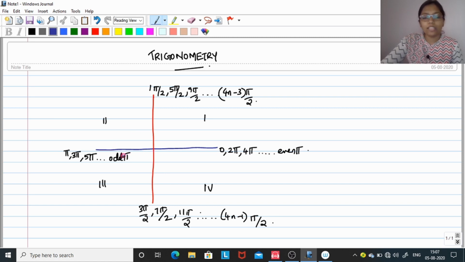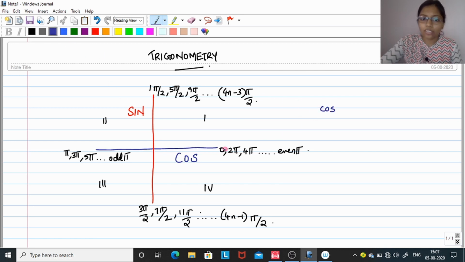Let me show you some trick. This blue line is for cos, or the blue line is owned by cos. It is a cos property. And this red line is owned by sine. Owning means whichever angles come under the blue line belong to cos, or cos will have a positive 1 value or a negative 1 value for the angles taken from the blue line.